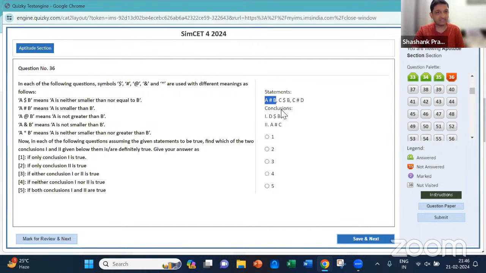A hashtag B is A is less than B. So B greater than A. C greater than B. So C greater than B greater than A. And D is greater than C. So it will be D C B A. So D greater than B is fine. D C B A, okay. And A is less than C. Yeah, both of them are fine.